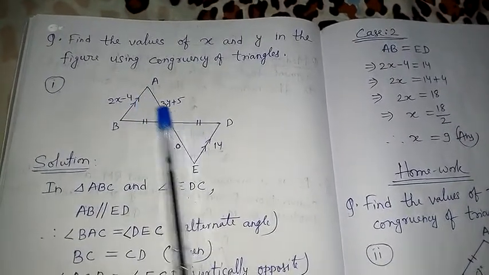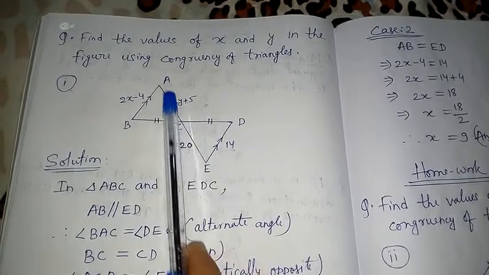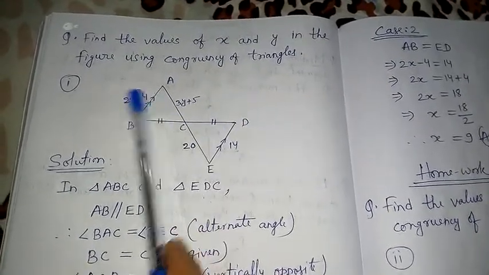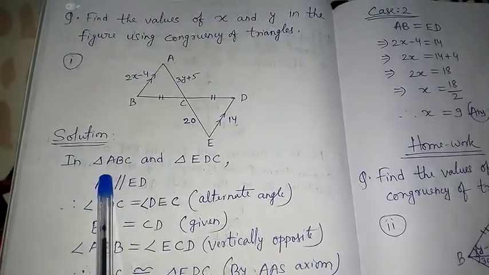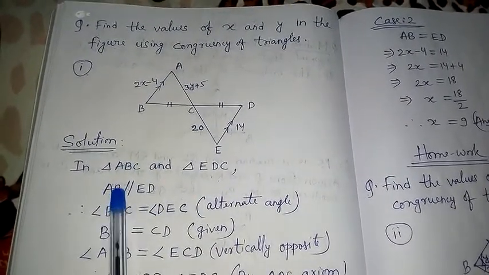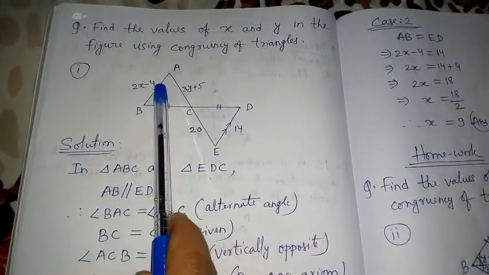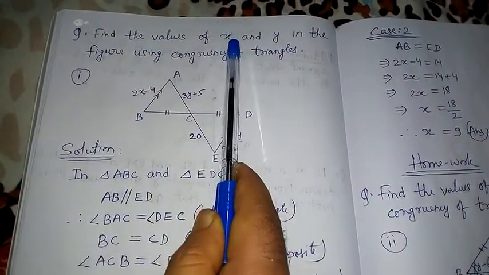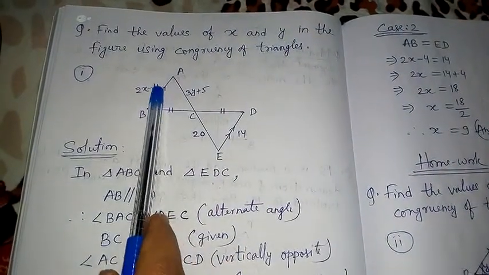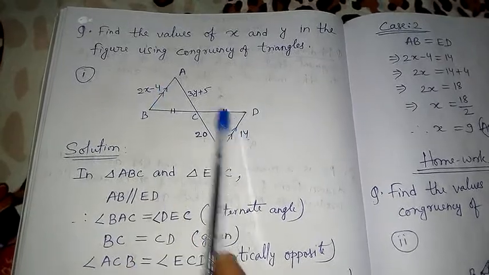So there are two triangles, you can see ABC and I can say EDC. ABC, EDC, these two triangles. So solution starts. In these two triangles, ABC and EDC, AB is parallel to ED. You can see nothing is given in the question, only they have said find X and Y, but you can see the symbol. This symbol is the symbol of parallel. So these two lines are parallel.